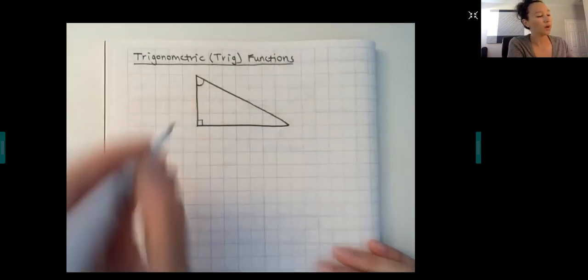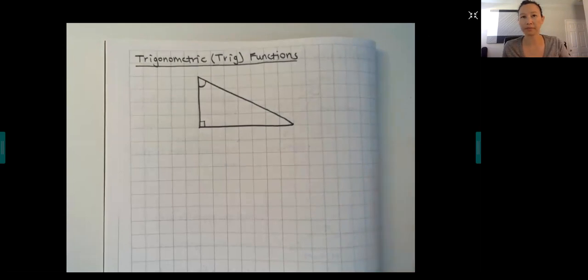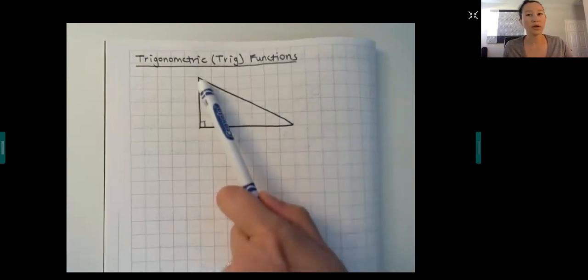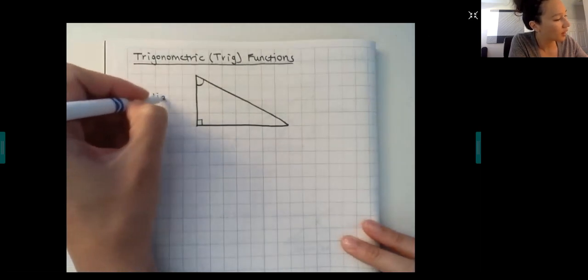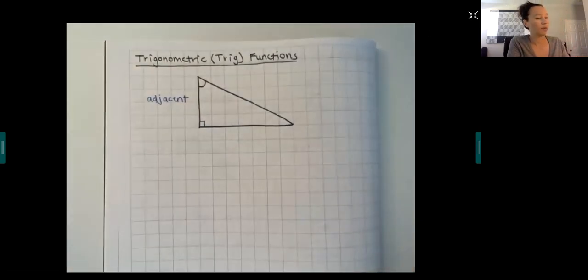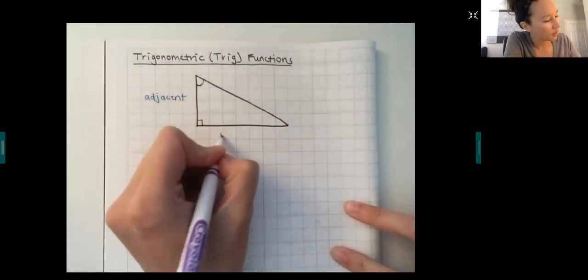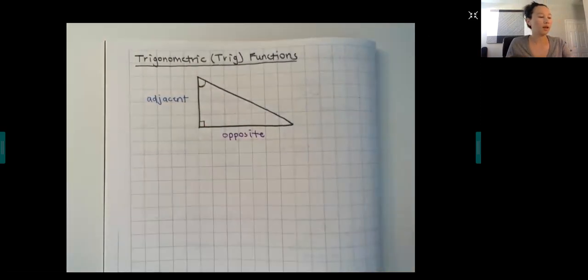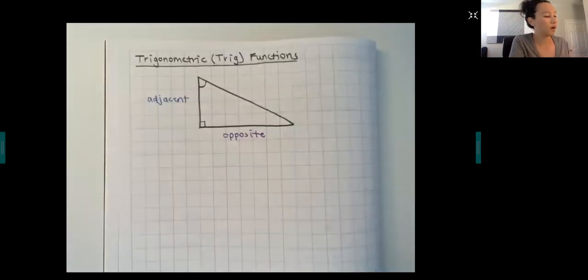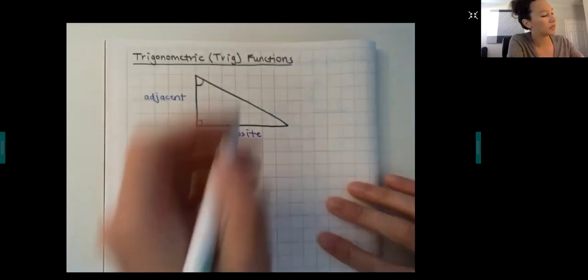Okay, so these only work on right triangles. And here's our reference angle, which means this side over here is our adjacent side. This side across is our opposite side. And this side across from our 90-degree angle is the hypotenuse.